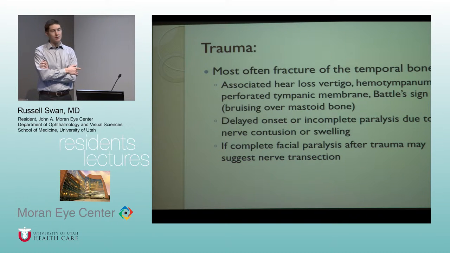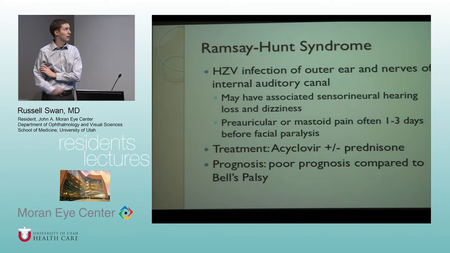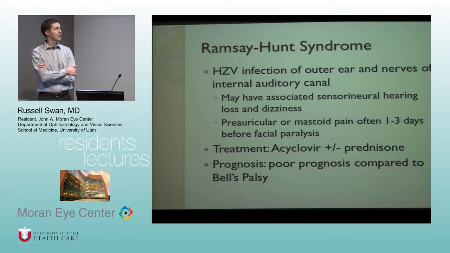They may also have a delayed or incomplete paralysis because the nerve is contused or there's swelling that's putting pressure on it. If you have a patient that has trauma and has a complete paralysis, then you have to be concerned that they may have actually transected the nerve, and then their outcome is unfortunately going to be quite significantly worse in that case. Ramsay Hunt. How many people have seen Ramsay Hunt, just out of curiosity?